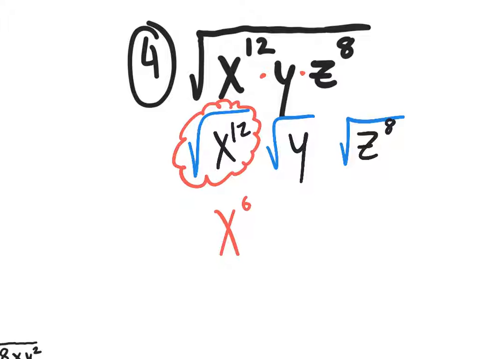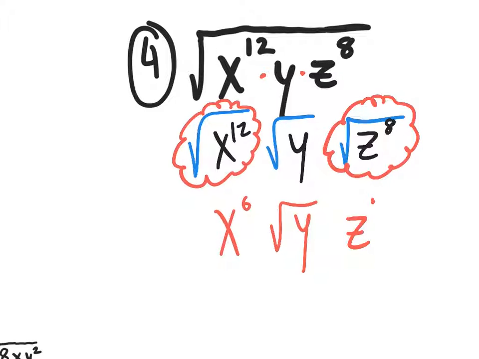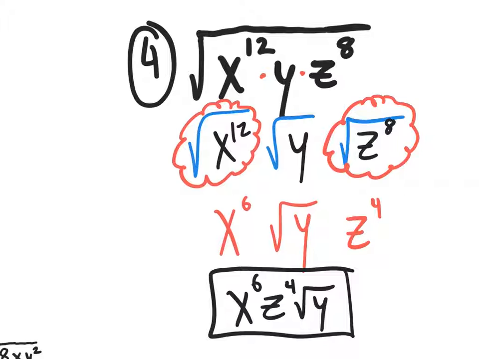You just leave it, right? You just leave it. So that really is the square root of y. But how about the square root of z to the 8th? That's z to the 4th, no more square root. So we just need to rearrange it. There's your answer.